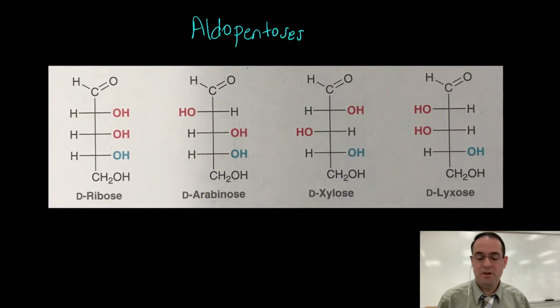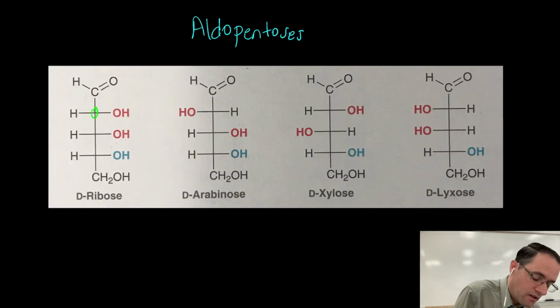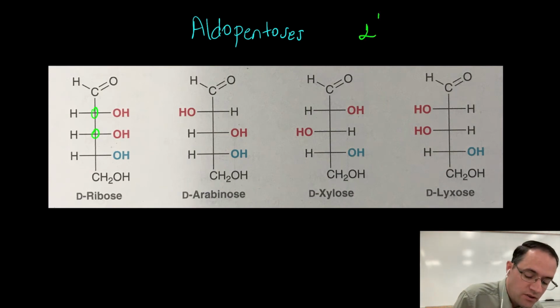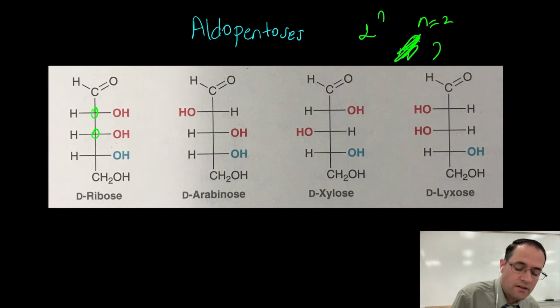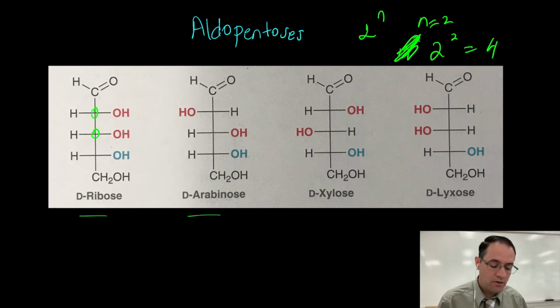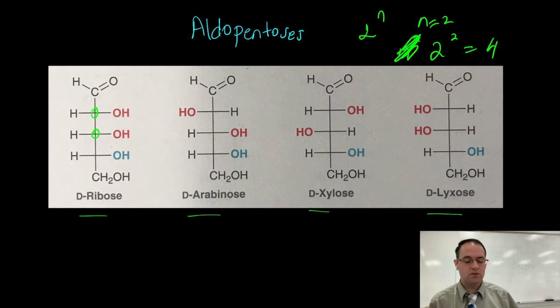Here are the aldopentoses. As you can see, there are 2 stereogenic centers. So 2 to the nth, where n is equal to 2, gives you 2 squared, which is 2 times 2 or 4. So these are the 4 stereoisomers for the D sugars, okay? The 2 hydroxyl groups can both be to the right, both be to the left, or one left and one right, or the other way. And these are called D-ribose, D-arabinose, D-xylose, and D-lyxose, all right?